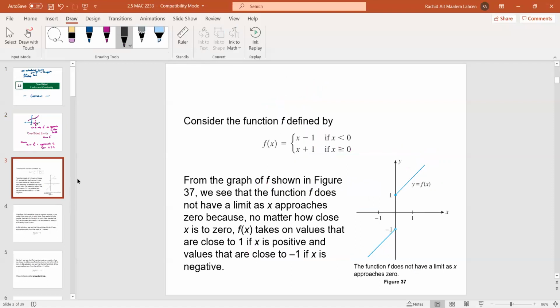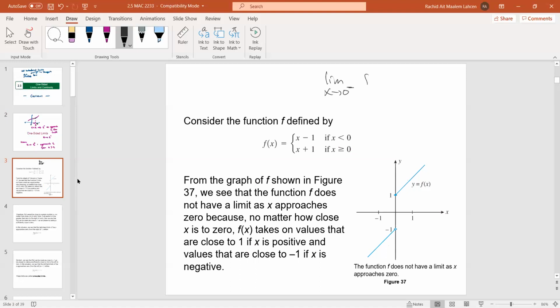So here is an example. We have a piecewise function. It has 2 rules. If x is less than 0, it behaves this way, and if x is greater than or equal to 0, it behaves this way. So let's look at what happens to the limit as x approaches 0. Well, you can't tell because those are 2 different rules and it disconnects here. So let's look from the left side.